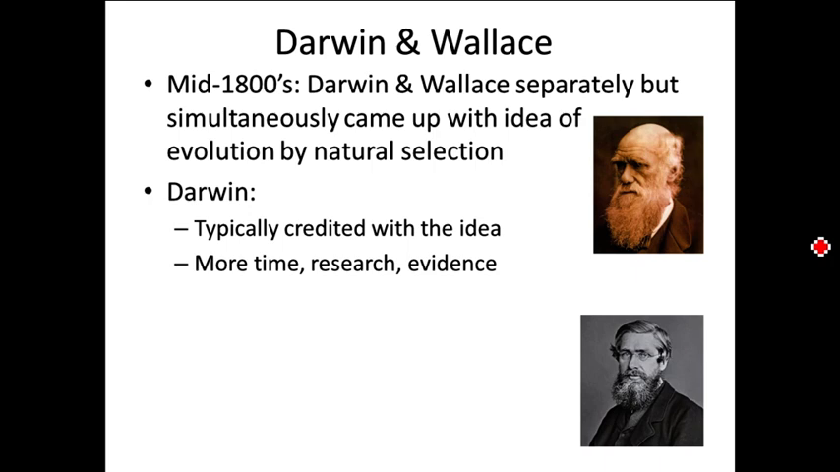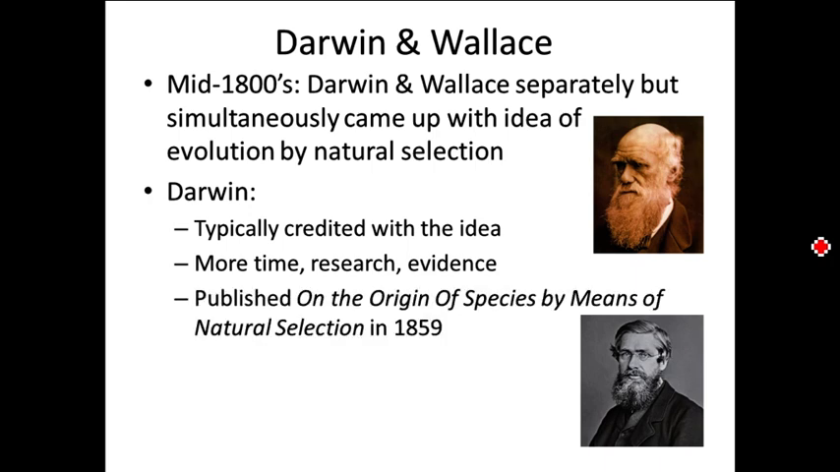And Wallace didn't do that. So it wasn't that his idea was wrong or that he didn't come up with it. It was just that Darwin had better evidence. And in the end, Wallace was a big supporter of Darwin and wanted to give him credit. Darwin did publish a very famous book called On the Origin of Species by Means of Natural Selection in 1859 that outlined his idea of how natural selection works and goes through a lot of examples.